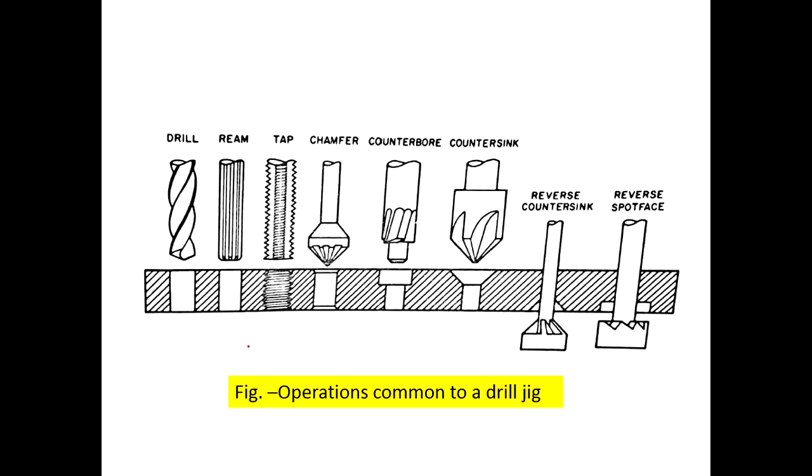Then we have some operations which are common to the drilling jig. So you can see drilling, reaming, tapping, chamfering. All these operations are performed on the drilling machine. So whatever operations that a drilling machine can perform, for all those operations you can use the jig.